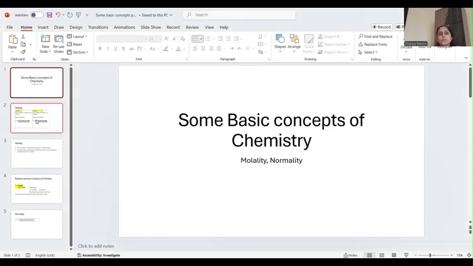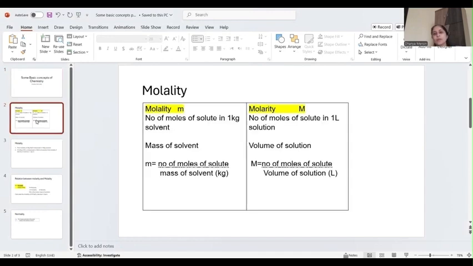So we start with molality. We did molarity, you will remember molarity, right? So molarity, just revising molarity, it is denoted by capital M. It tells you about the number of moles in 1 liter of the solution. We are talking about solution.